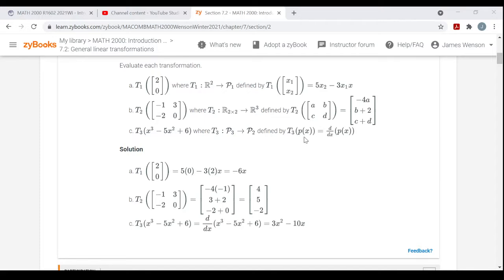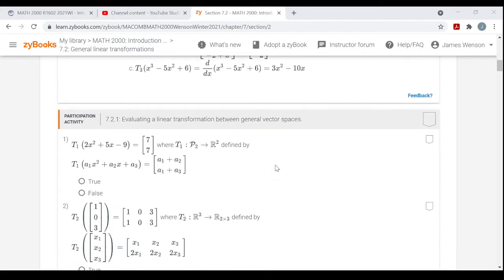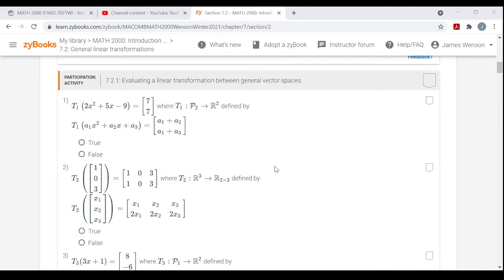Right. So T3 of some polynomial P of x of degree 3 or less is mapped to the derivative of that polynomial, which would be a polynomial of degree 2 or less. And if I plugged in x cubed minus 5x squared plus 6, the output would be the derivative of this, which would be 3x squared minus 10x. You're seeing that down here. So pretty simple examples, I think, to start. Again, you're just plugging in values and evaluating.